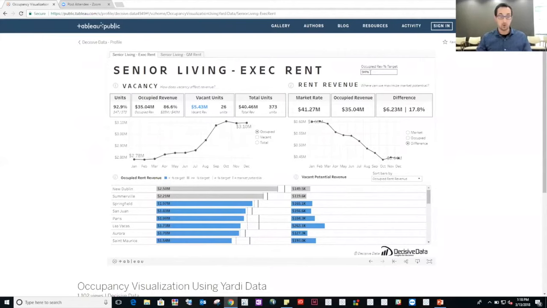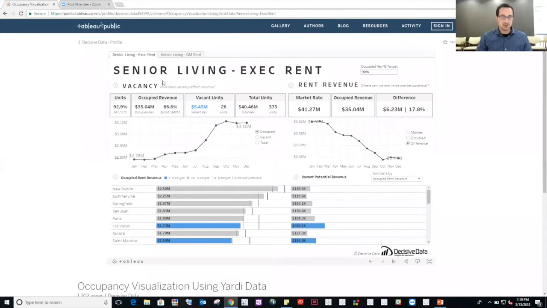We can see that more properties are missing the 94% target than were missing the 92 target, which makes sense since we increased it. Let's say that Tessa wanted to decrease it from 92 to 90. We can put 90 into the occupied revenue percent target field. As we press enter, we can see the dashboard change again dynamically to show that only 2 communities near the bottom are highlighted in blue, meaning those are the 2 that are missing that target.